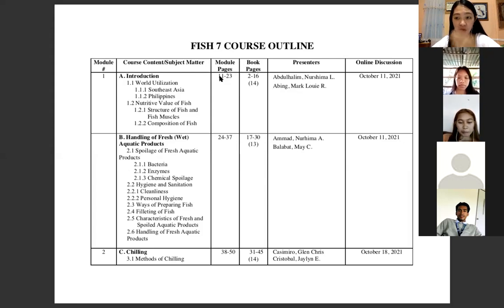Dun sa module, kung inopen niyo ang Google Classroom, mamaya magkakaroon tayo ng Google Classroom tour. Ito yung pages niya. Kung ayaw nyo naman mag-refer sa module, ang book pages. Ito yung book pages and the number of pages. So for example, our presenters are Abdul, Halim, and Abing. So 14 pages, i-divide nyo into 2, that is 7 pages each.